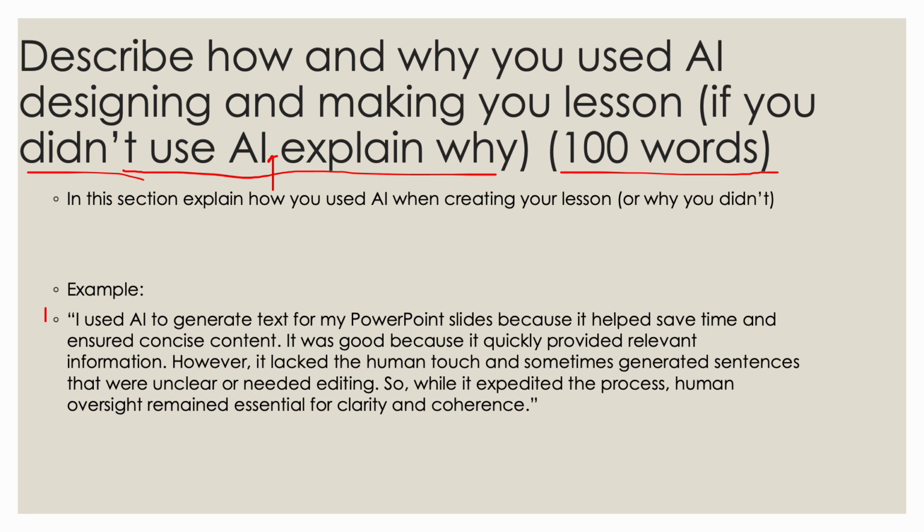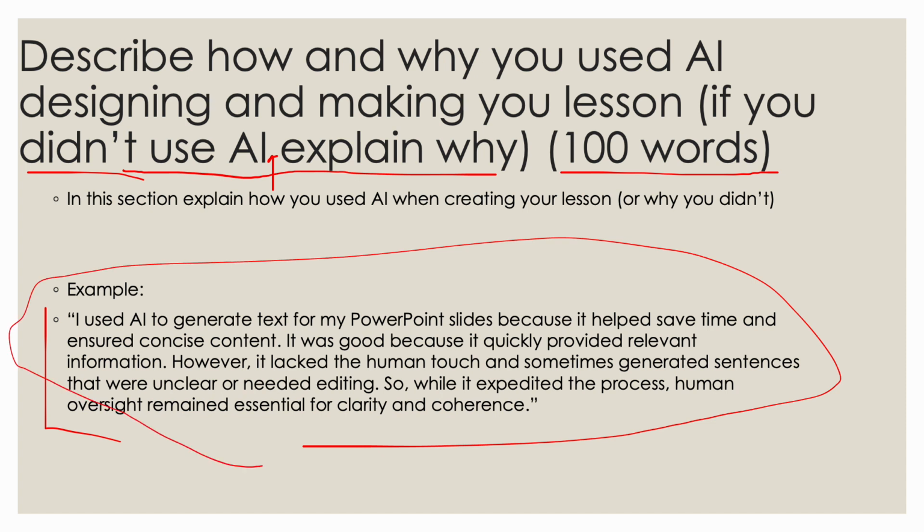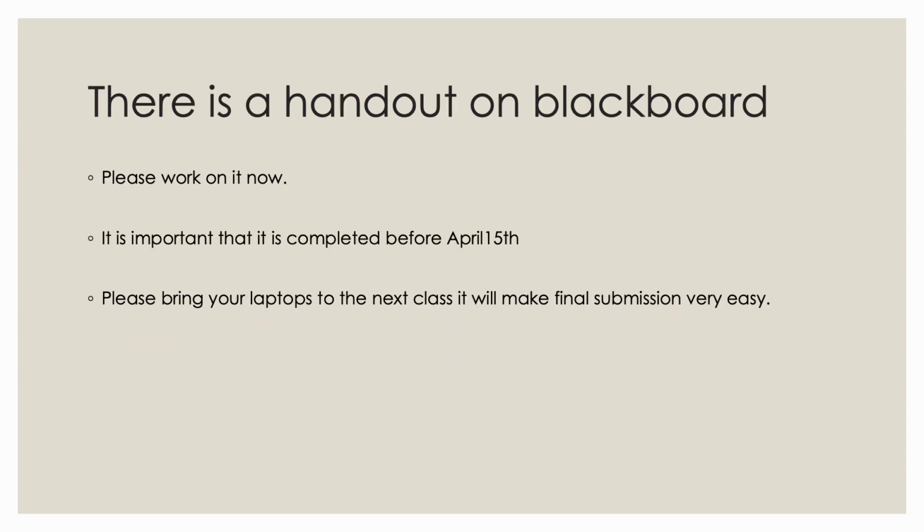So here's an example here. I used AI to generate text for my PowerPoint slides because it helped save time and ensured concise content. It was good because it quickly provided relevant information. However, it lacked the human touch and sometimes generated sentences that were unclear or needed editing. So while it helped the process, human oversight remained essential for clarity and confidence. So this is just talking about how you used AI, basically.